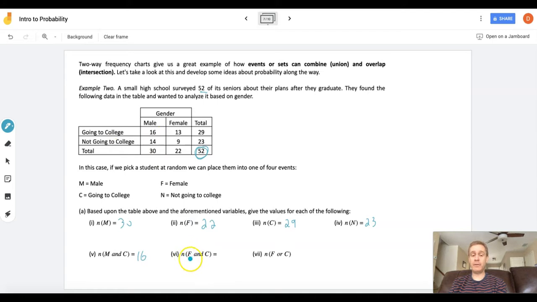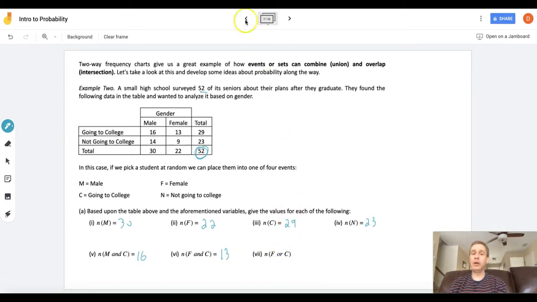In a similar manner, the number of females that are also going to college is going to be this number right here, because this is our female event, this is our going to college event, and this is the intersection of two. That's 13. So now here we want to find the number of students that are in the union of the sets that are female and going to college.